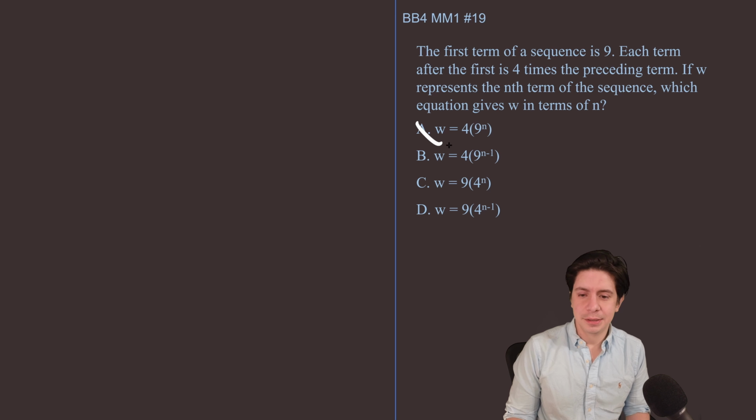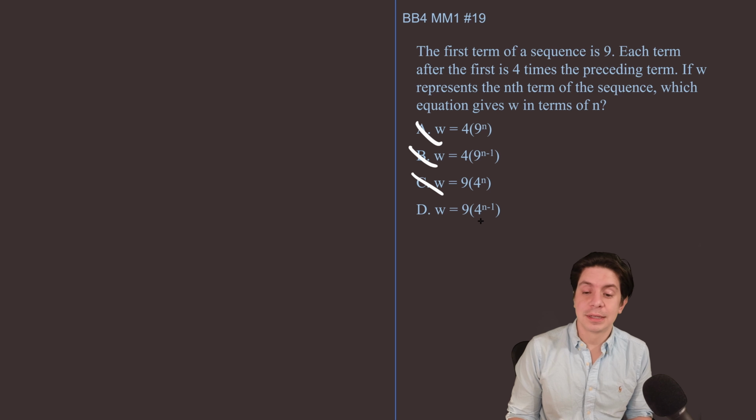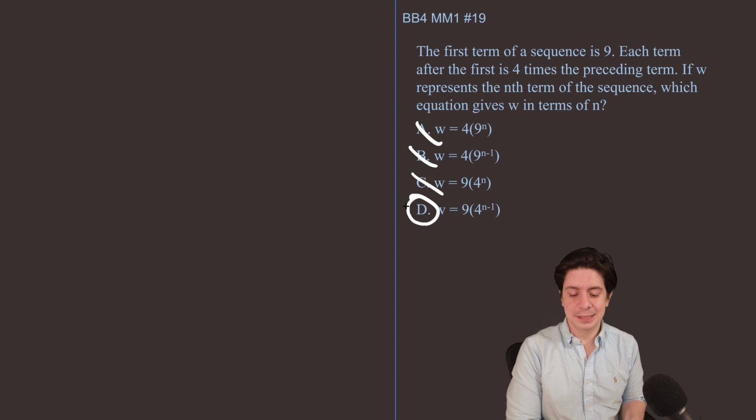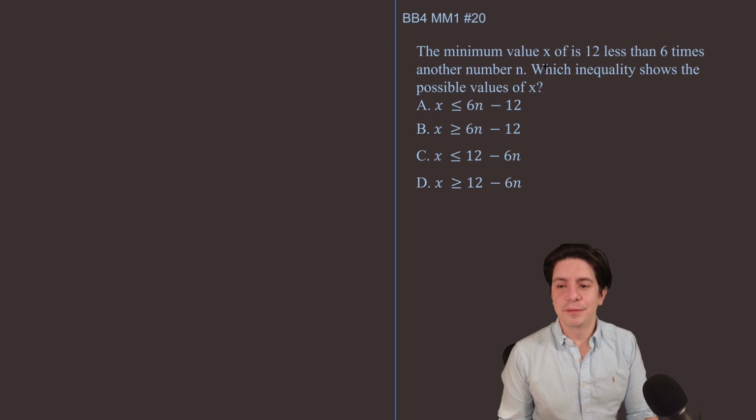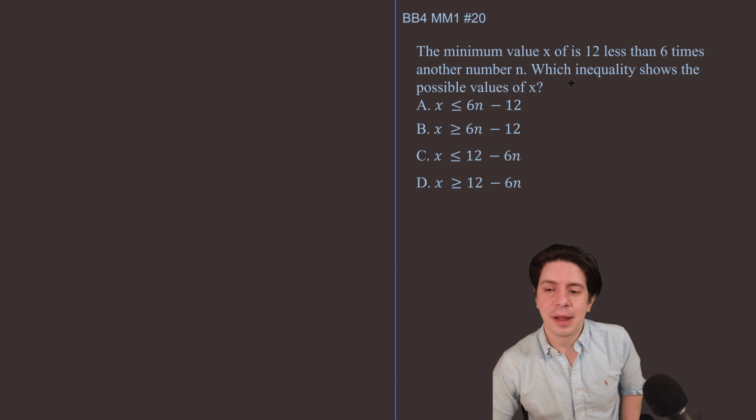It wouldn't be A, because that would give us 36. B would give us 9 to the 0 is 1 times 4 is going to be 4. Nope. C gives us 9 times 4 to the 1 is going to be 4 times 9 is going to be 36. Nope, it's going to be D. 9 parentheses, 4 to the 0 is 1. This is the only one that works just with that, and it makes sense because 4 is going to be multiplied every time that we're adding 1 to the exponent. D.